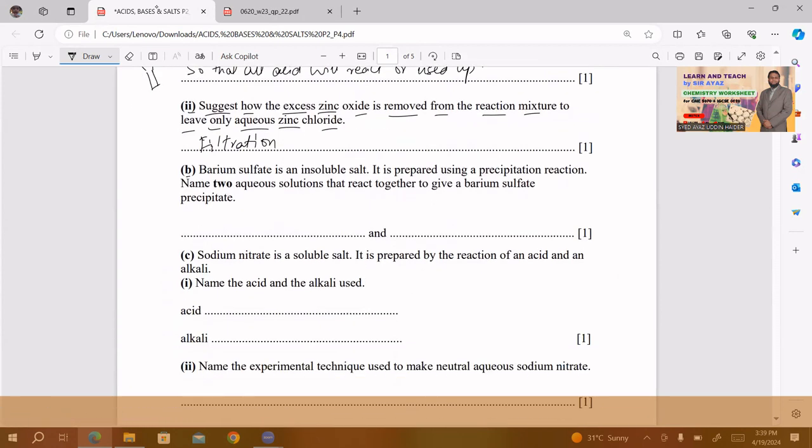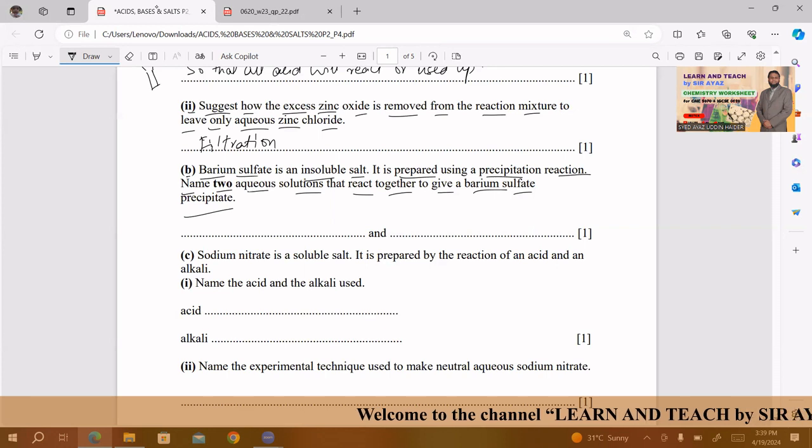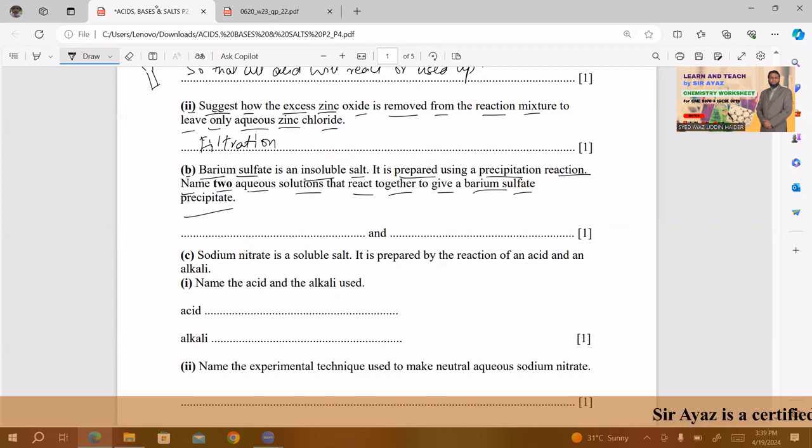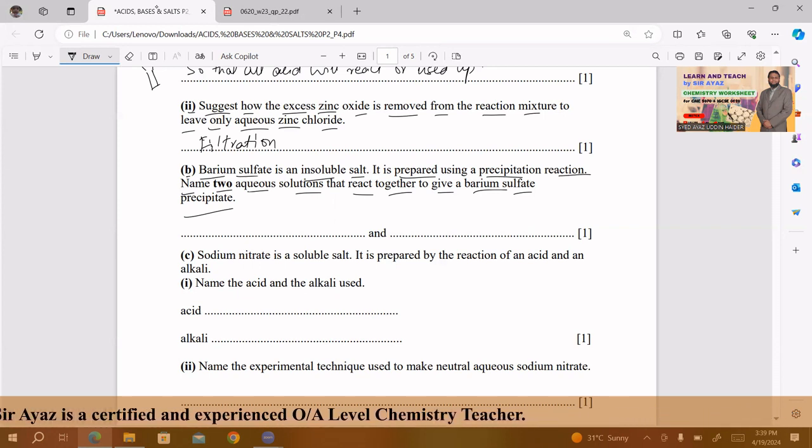B. Barium sulfate is an insoluble salt. It is prepared using a precipitation reaction. Name 2 aqueous solutions that react together to give a barium sulfate precipitate. Now we have to start with a soluble salt of barium. It can be either barium nitrate or barium chloride. You can't use other salts of barium because they are insoluble.